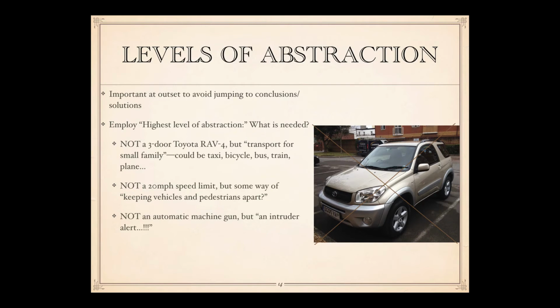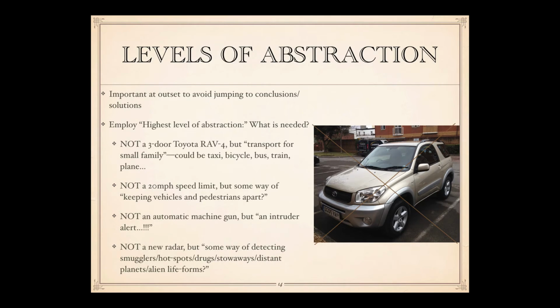So if the need is for transport for a small family, that could be a taxi, a bicycle, a bus, a train, a plane, or anything. It's not specifically a 3-door Toyota RAV4 as shown in the photograph. That is not the highest level of abstraction. That's very particular.